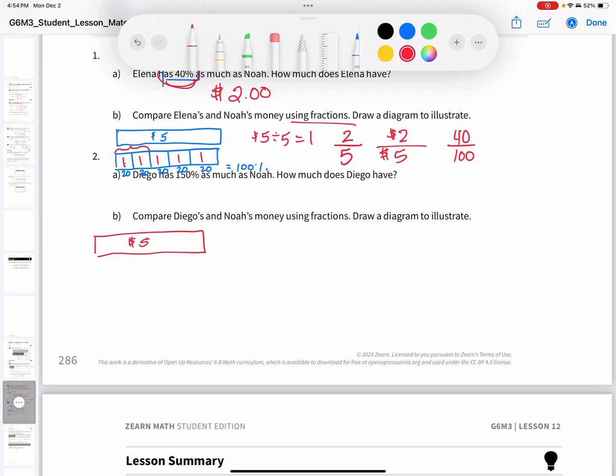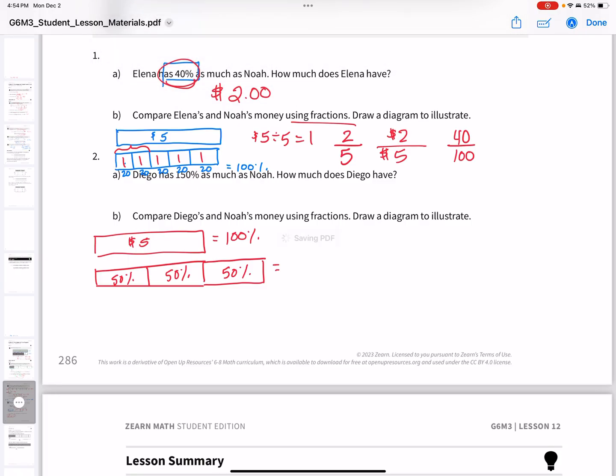So Diego, remember this is 100%. Diego has 100%, but he also has 50% more than that. So I'm going to take 100 and divide it in 2 to get 50% and 50%. But I need another 50% to equal 150%, because that's how much Diego has.